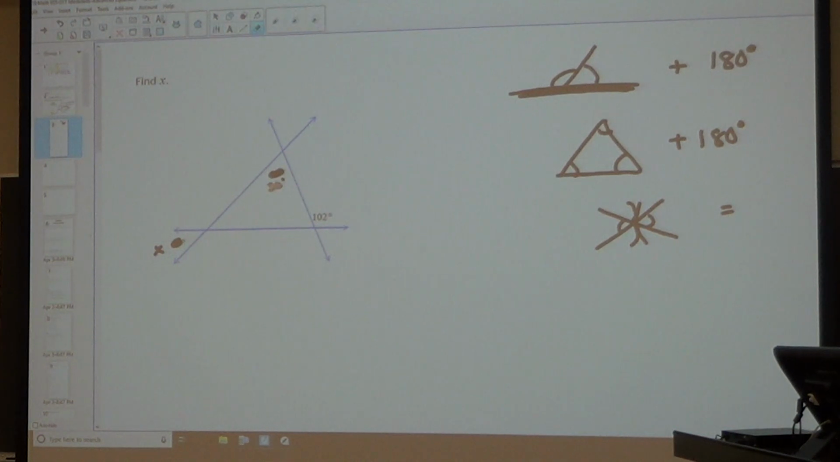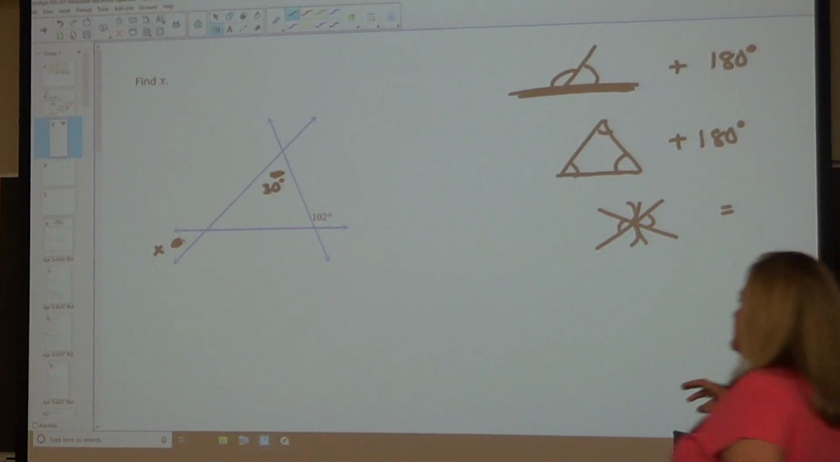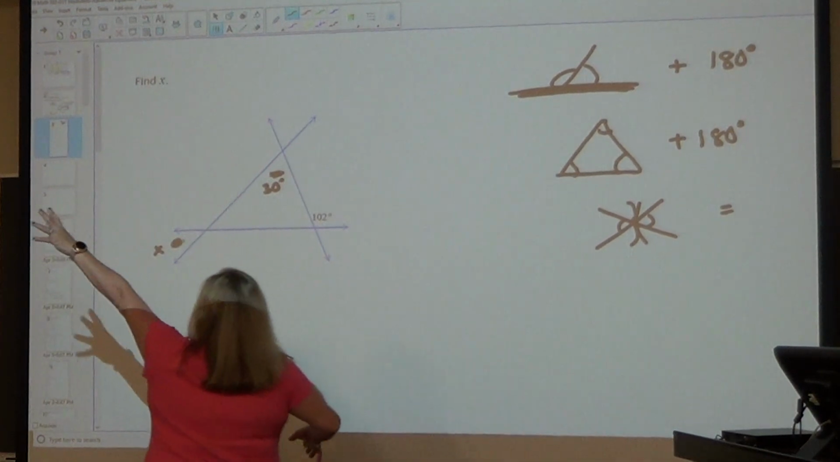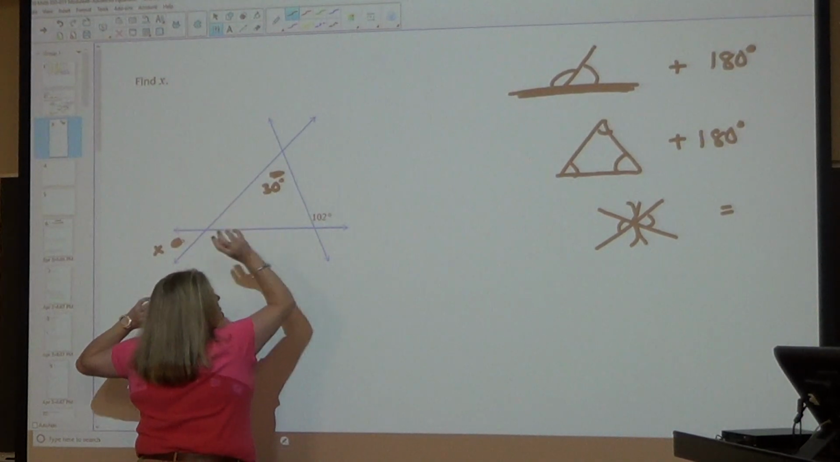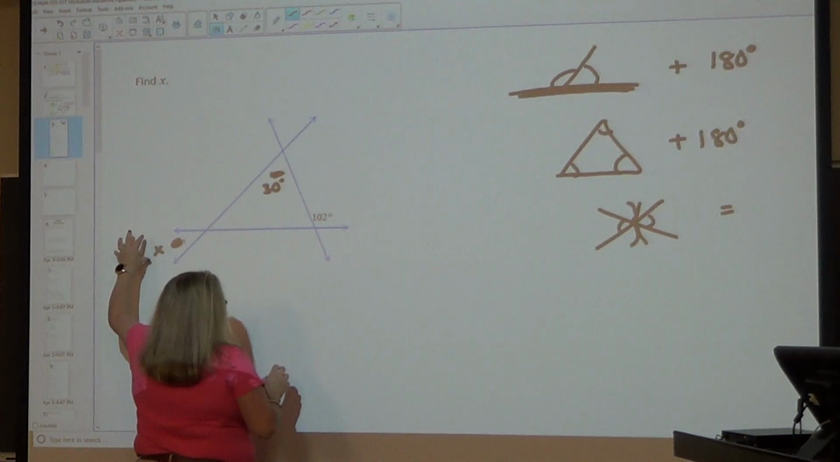Okay? So, I decided to make one, this is 30 degrees. So, wherever X is, you're going to start on the other side of the triangle. So, for this problem, X is over here, so we're going to start over here. Okay? And it's like hopscotch. You're just going to jump from angle to angle to get over here.